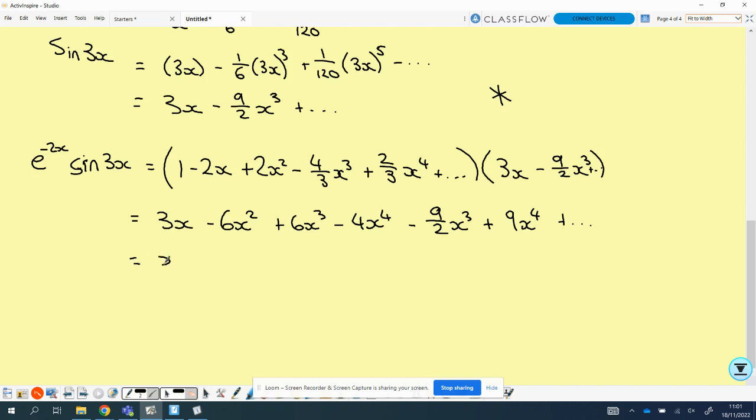So there's my only x term there, 3x. If I look at my squares, it's only negative 6x squared that I've got. If I look at my cubes, I've got 6x cubed minus 9 over 2 x cubed. So if you combine them, you would get plus 3 over 2 x cubed. And negative 4x to the power 4 plus 9x to the power 4 is plus 5x to the power 4. So you're just multiplying out the brackets, but you're only writing down things that keep you within that power. Are we okay with that example? Okay.